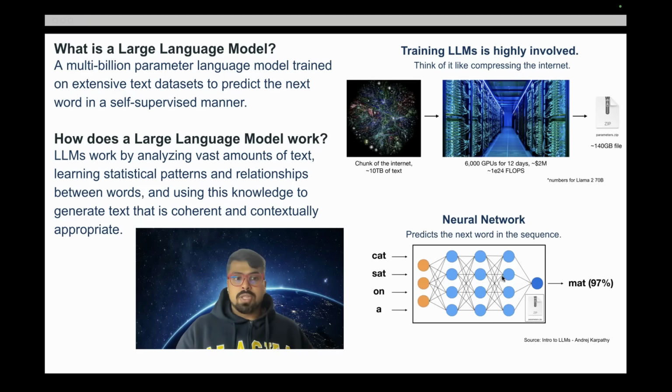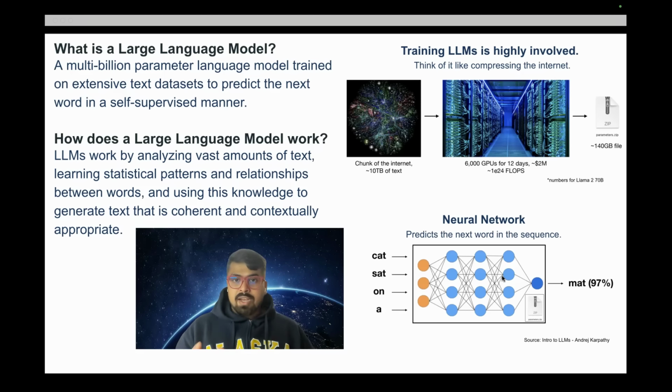Now, how does it actually work? LLMs work by analyzing vast amounts of text, learning statistical patterns and relationships between words, and using this knowledge to generate text that is coherent and contextually appropriate. However, it is not an easy process.